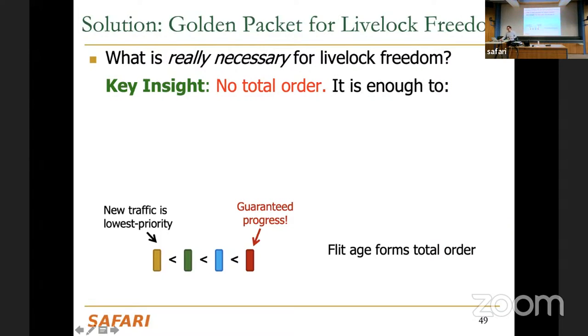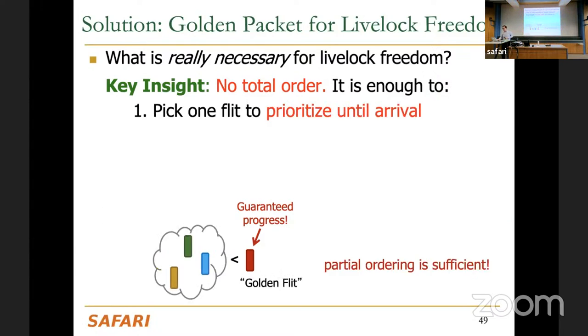I actually said it. You guarantee progress for one flit, and no one else has any guarantee of progress. As long as you guarantee the progress of this flit, it reaches its destination, and then some other flit gets guaranteed progress, and you keep doing this, that's enough. So basically, pick one flit. It could be random. Prioritize it upon arrival until arrival, and do it consistently across the entire network. If one router prioritizes this flit, and another router prioritizes some other flit, that doesn't work.